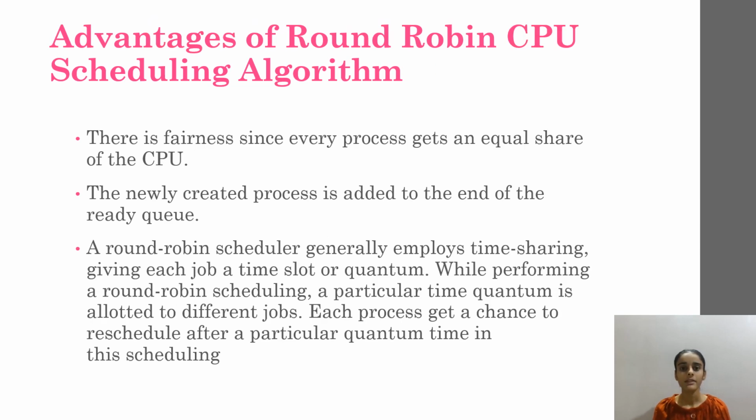Advantages of round robin CPU scheduling algorithm. There is fairness since every process gets an equal share of CPU. The newly created process is added to the end of the ready queue. A round robin scheduler generally employs time sharing, giving each job a time slot or quantum. While performing round robin scheduling, a particular time quantum is allocated to different jobs. Each process gets a chance to be rescheduled after a particular quantum time in this scheduling.